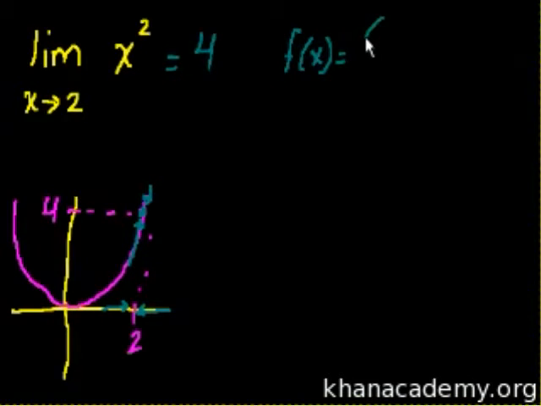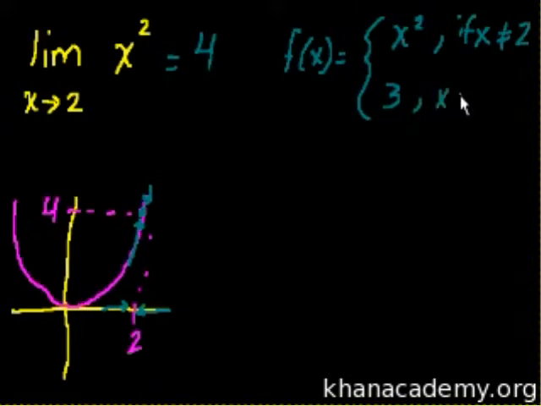is equal to x squared if x does not equal 2, and let's say it equals 3 when x equals 2. Interesting. So there's a slight variation on this expression right here. So this is our new f of x.